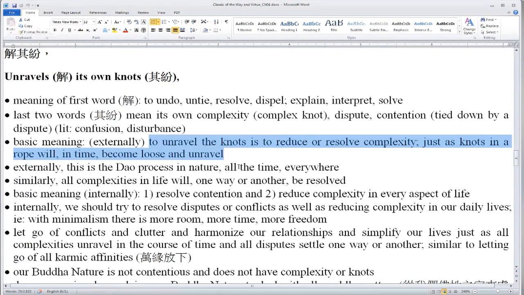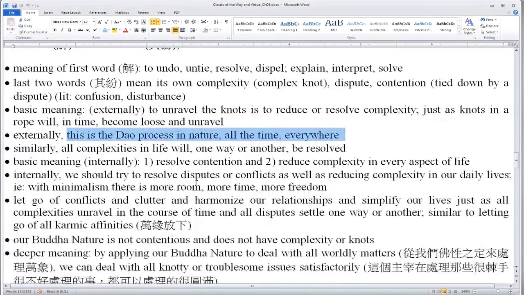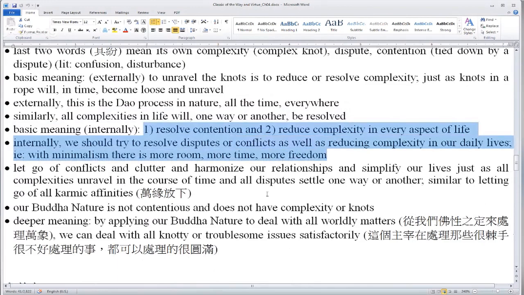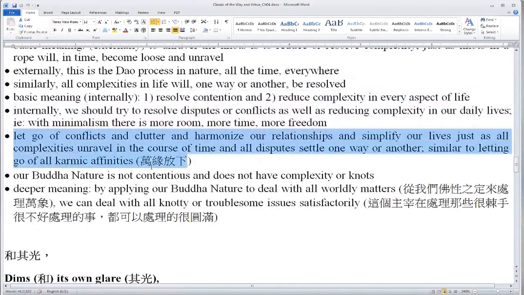So on an external level, this is the process of Tao. It works in nature. That's how nature works. Similarly, internally, all complexities in life will be resolved one way or another. So the internal meaning is that we should try to reduce or resolve contention and complexity, let go of conflicts and clutter. It's similar to this concept of letting go of all karmic affinities.